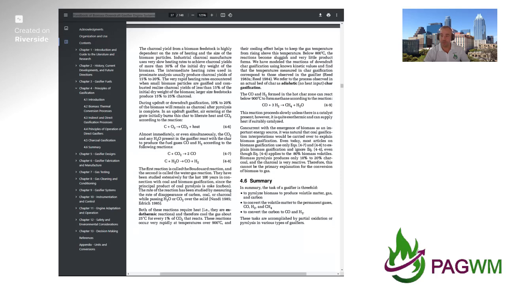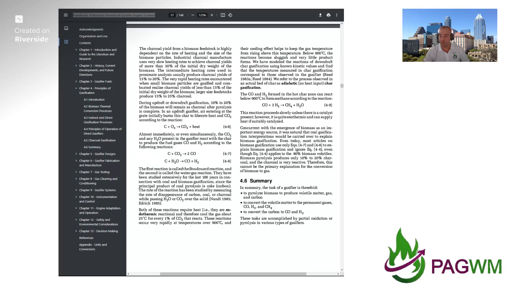We have modeled the reactions of downdraft char gasification using known kinetic values and find that the temperatures measured in char gasification correspond to those observed in the gasifier. We refer to the process observed in an actual bed of char as adiabatic, or no heat input, char gasification. The carbon monoxide and hydrogen formed in the hot char zone can react below 900 degrees to form methane according to this reaction. So carbon monoxide and 3 hydrogen molecules form methane and water. This reaction proceeds slowly unless there is a catalyst present. However, it is quite exothermic and can supply heat if suitably catalyzed.